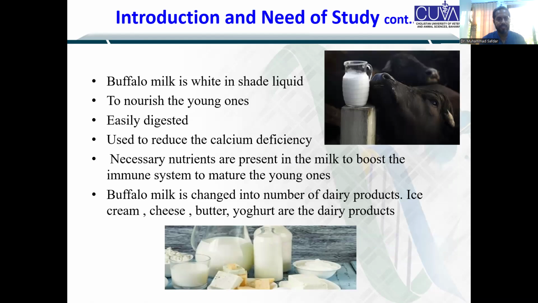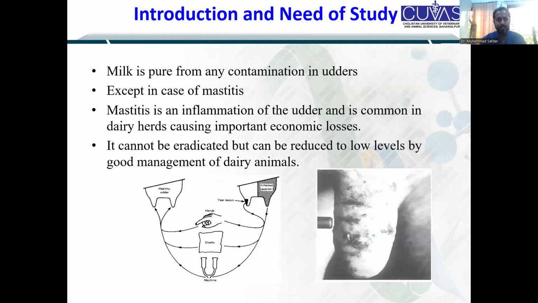Buffalo milk is a white and shade liquid to nourish the young ones. It is easily digested and it is used to reduce calcium deficiency in old and young ones. It contains necessary nutrients that boost the immune system and help the young ones mature. Buffalo milk is changed into a number of dairy products such as ice cream, cheese, butter, yogurt. So, milk is pure from any contamination in the udders, except in the case of mastitis.